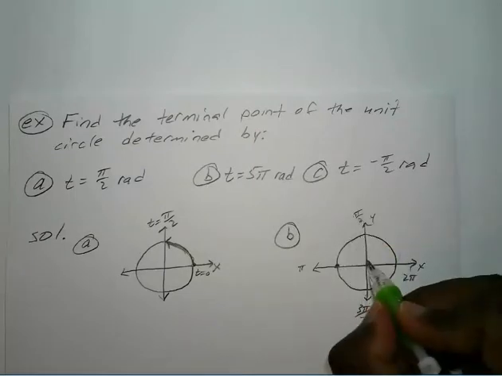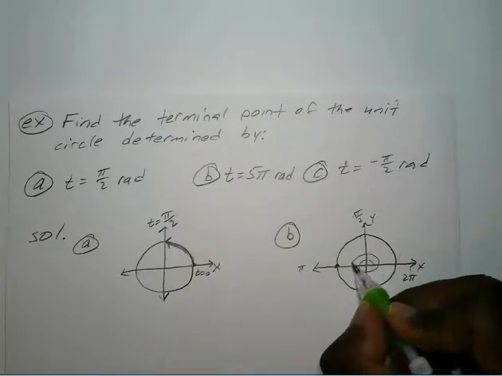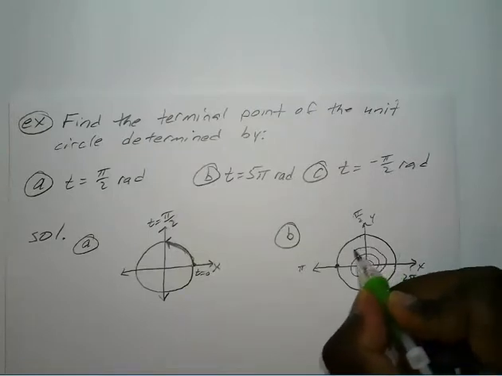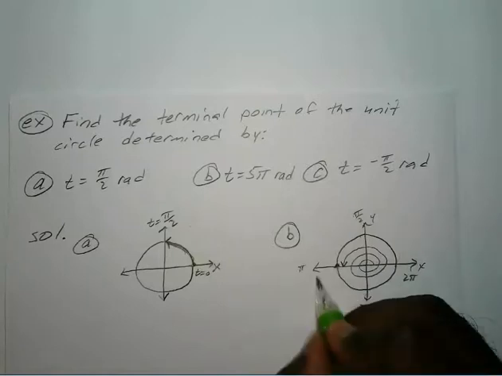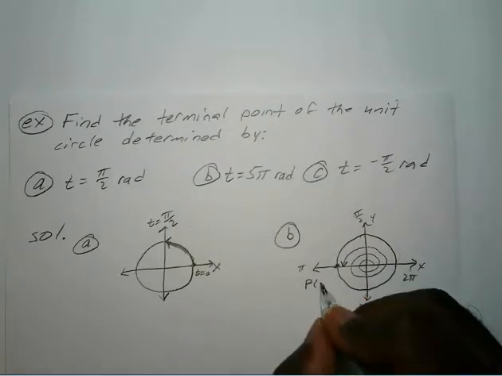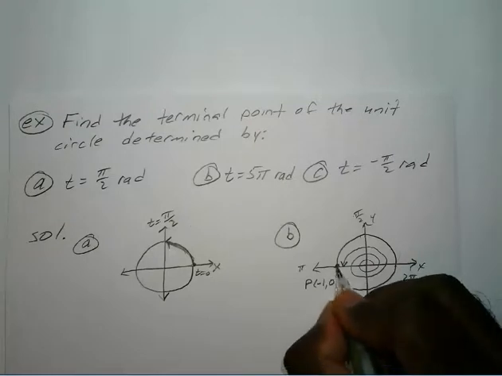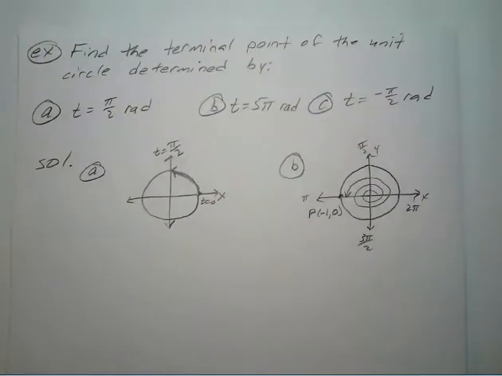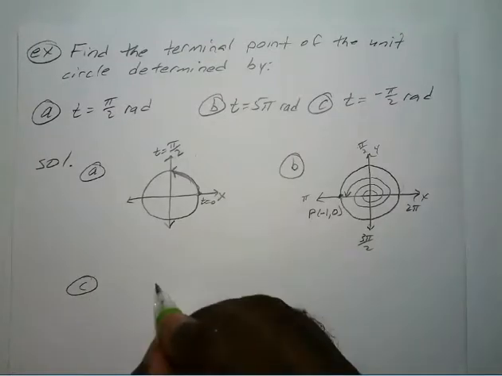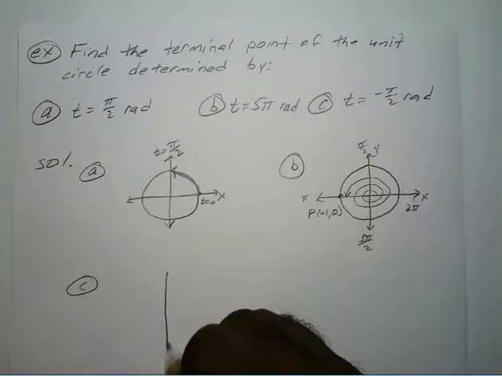So you actually went around 1, 2, 3, 4, 5 pi, to stop at this point. So the point is -1, 0, which is right there. All right. Now for problem C, again, we draw a little mini unit circle.